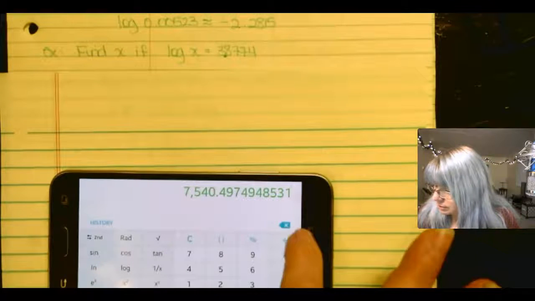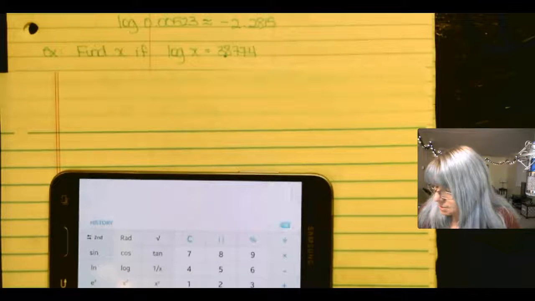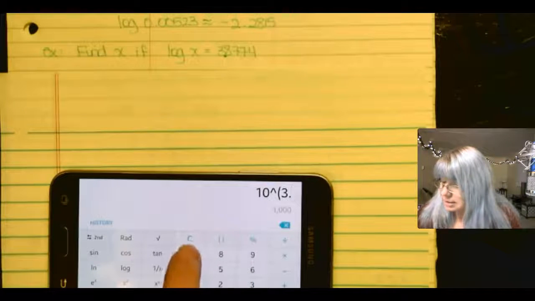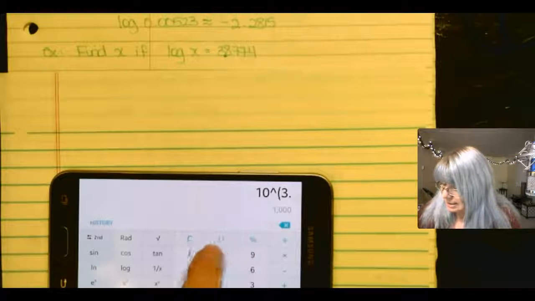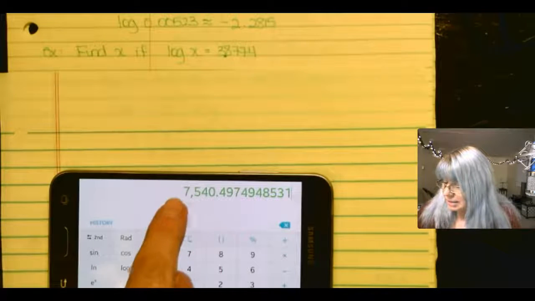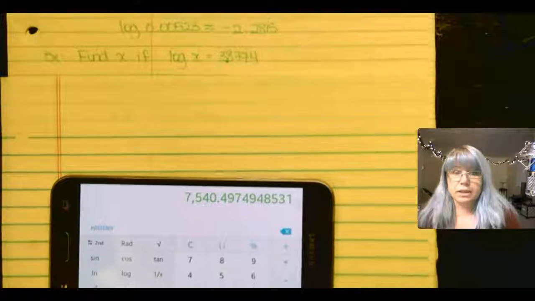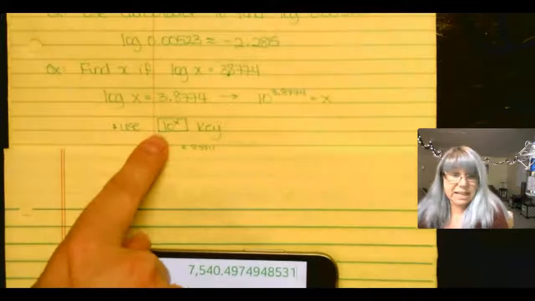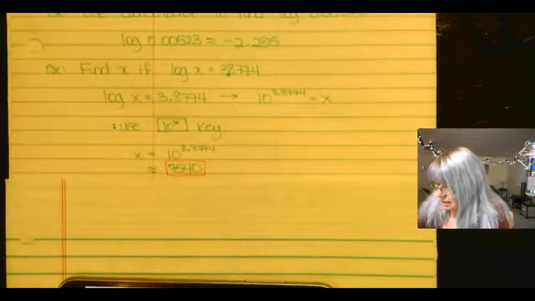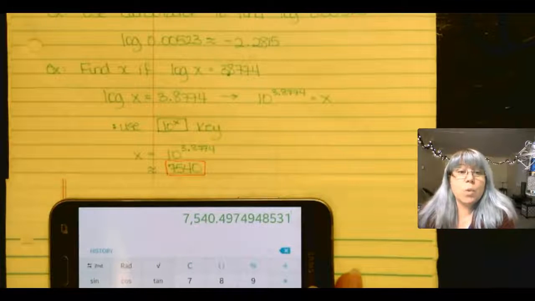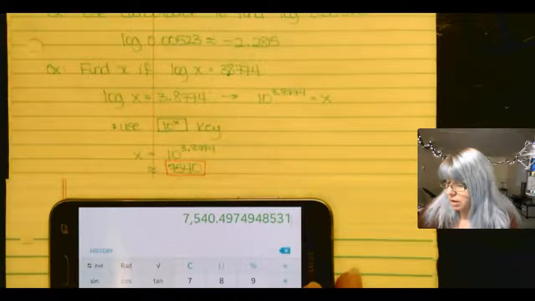Did I do that right? Kind of looks right, but I'm going to do it again. Sometimes my fingers don't push the right thing. So I'm going to say 10 to the power of 3.8774. There we go, 7,540. If you have the 10^x key, go ahead and use it. Otherwise, I'm going to round it. So 7,540 is going to be our answer here.